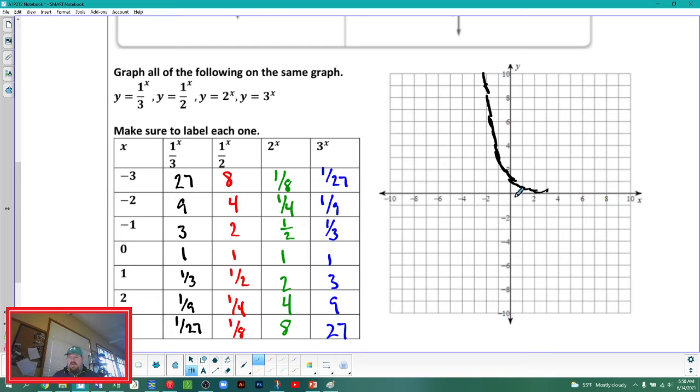It definitely doesn't come back up like that shows. And it's just going to trail off and get very, very close to 0 right in there. Okay, so that one is our 1/3 to the x power. For our next one, at 3 it's 8, so that actually will fit on my graph.